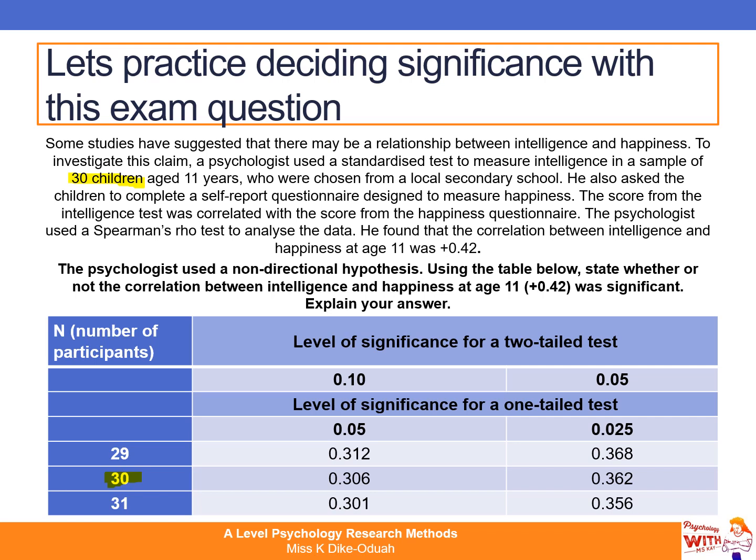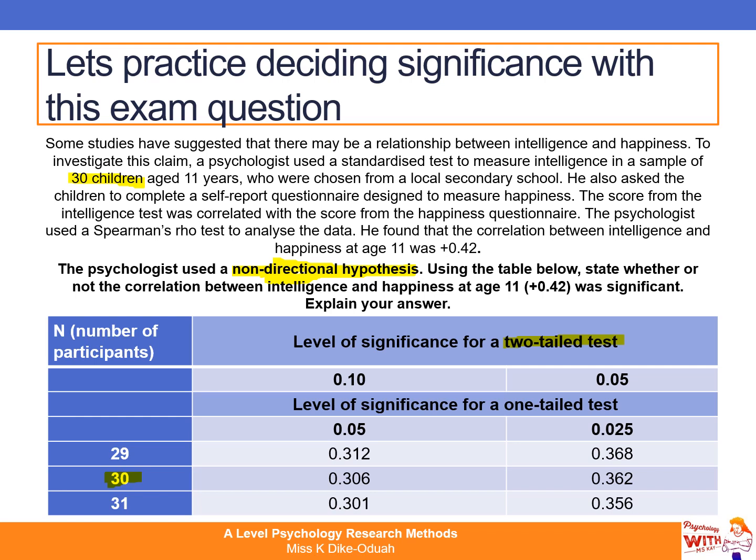So if we go back, let's look for where he states what type of hypothesis. It says the psychologist used a non-directional hypothesis. Sorry about my highlighting skills. So non-directional hypothesis. Non-directional is synonymous with a two-tailed test. So we know that we are interested in this particular column, or row rather.